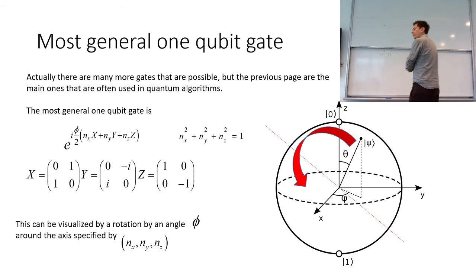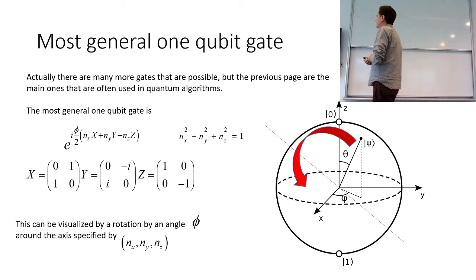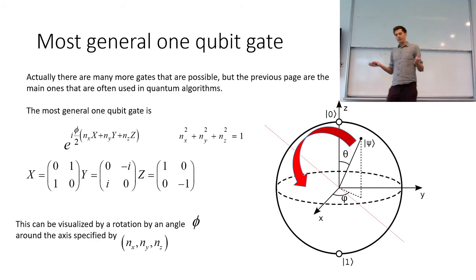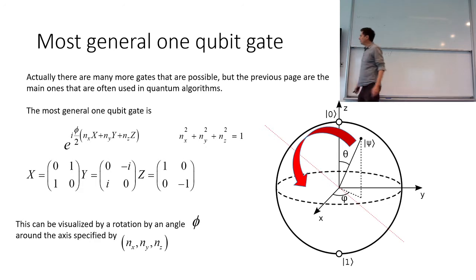Actually, there's even more one-qubit gates. Those are just simply the common gates. In fact, we can write down all the one-qubit gates in this way. We won't really go into the details so much, but just so that you know that such an expression exists.